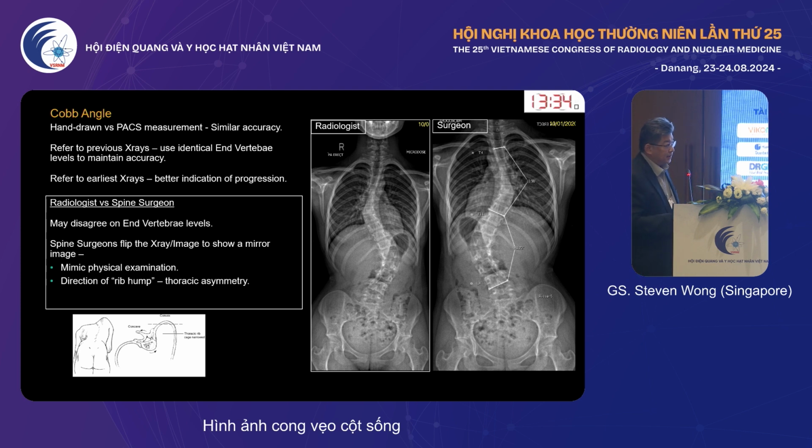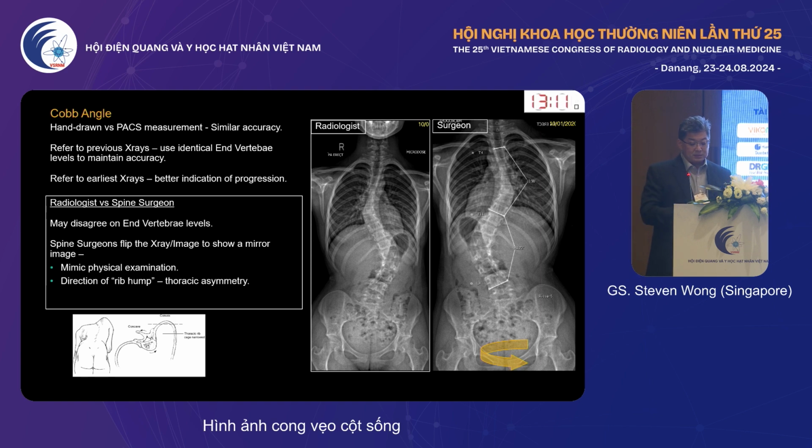The main reason why the surgeon reverses the film and turns it the other way around is because that's how they see the patient on the operating table. So their measurement may not be the same as your measurement, and you need to have an understanding with your spine surgeon on how he quantifies his Cobb angle.